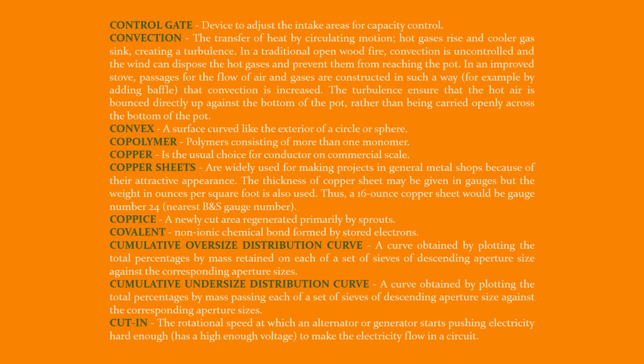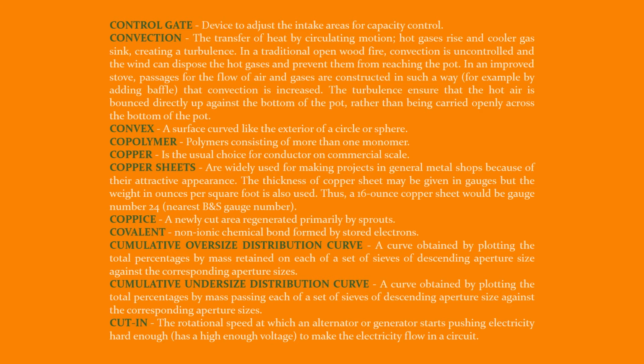Coppice, a newly cut area regenerated primarily by sprouts. Covalent, non-ionic chemical bond formed by shared electrons. Cumulative oversized distribution curve, a curve obtained by plotting the total percentages by mass retained on each of a set of sieves of descending aperture size against the corresponding aperture sizes.